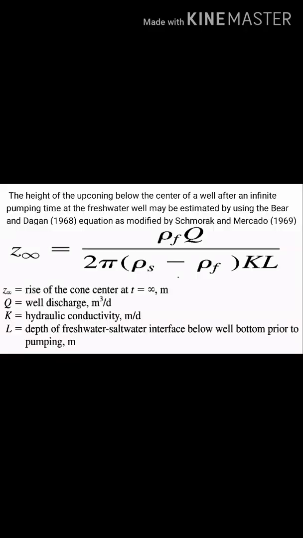The height of the upcone below the center of a well after an infinite pumping time of the fresh water well may be estimated by using the Bear-Dagan 1968 equation as modified by Schmorak and Mercado in 1969. The equation is Z infinite is equal to ρf times Q over 2π times the quantity ρs minus ρf, times K times L, where Z infinite is the rise of the upcone at t equal to infinity, Q is the well discharge, K is the hydraulic conductivity, and L is the depth of the freshwater-saltwater interface below the well bottom prior to the pumping.